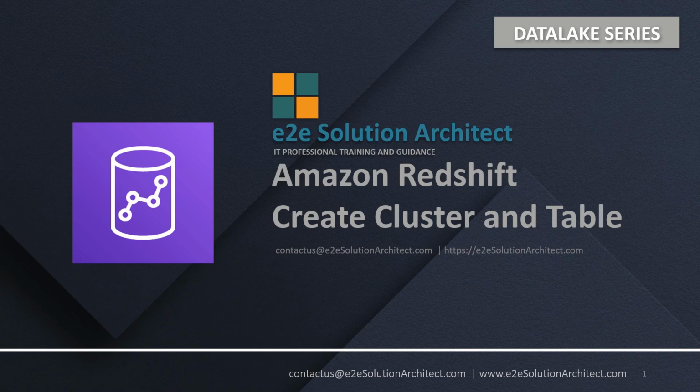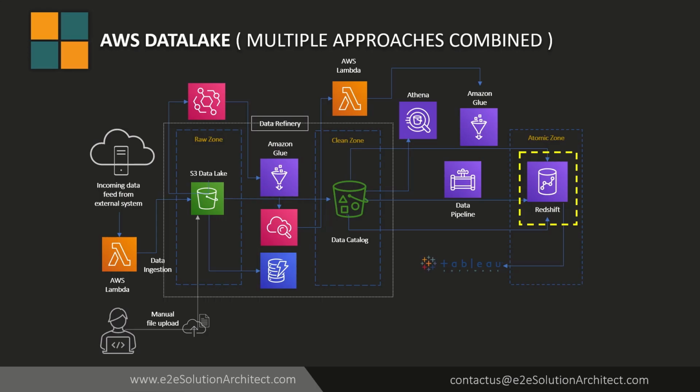As part of our Data Lake series, today I will be talking about how we can create an Amazon Redshift cluster and a table. If you are following this Data Lake series, you may know that we are exploring multiple approaches for creating an AWS Data Lake. In this part of the tutorial, I'll be showing you only the Redshift part, where we will be creating a Redshift cluster and simply a table. In our next session, I will show you how we can load data from various sources into the Redshift table we created. So let's jump into the practical part.